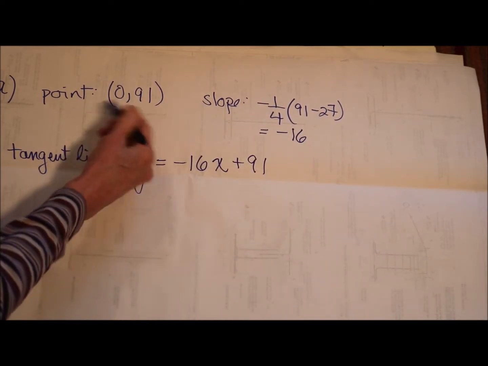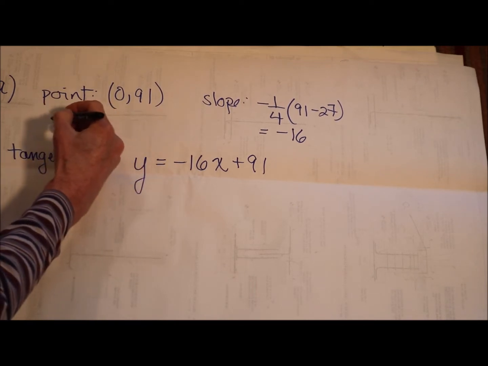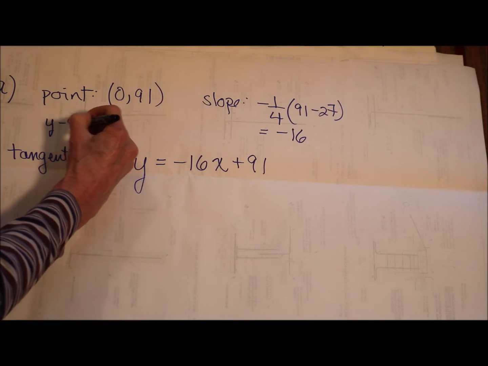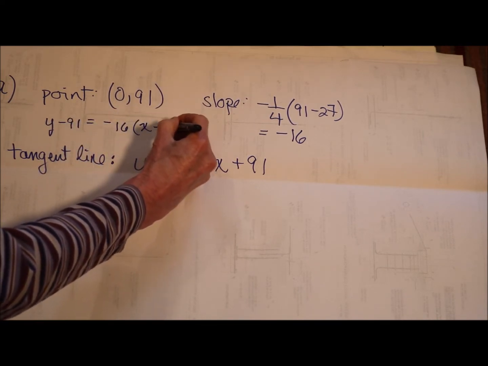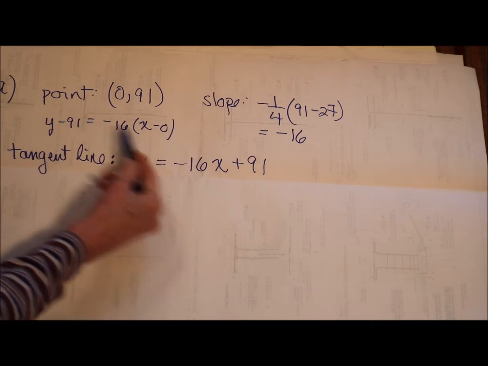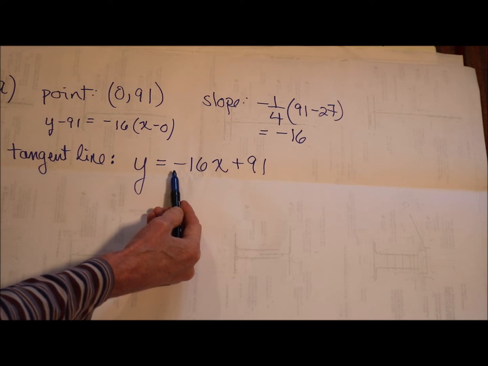If you want to just do the point slope form, you can always do that also, right? That would just be y minus 91 equals negative 16 times x minus 0. That's the point slope, which is the same as this. So either one is perfectly fine.